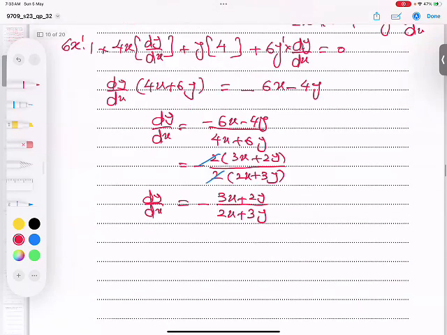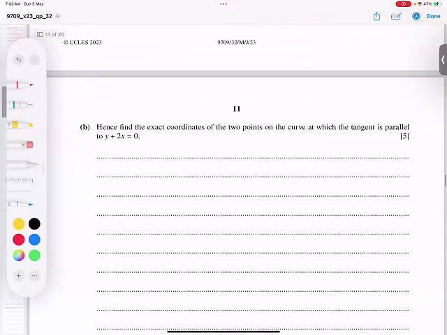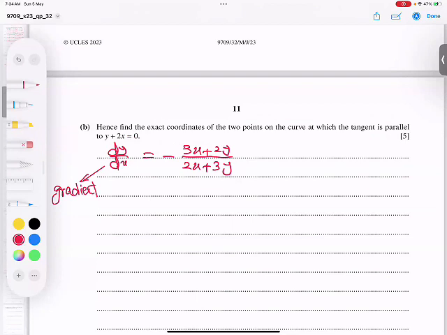We needed this answer for the next part because he is saying something. He's saying: find the exact coordinates of two possible points on the curve where its tangent is parallel to this one. So first of all, I bring it here. You know, students, dy over dx is also called the gradient.